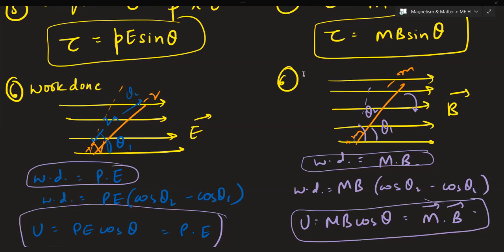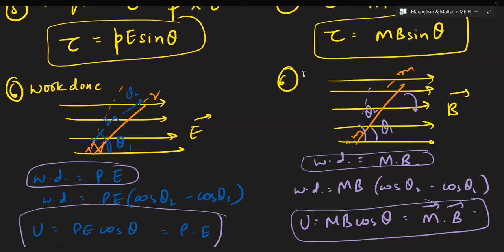But if only one angle is given, let's say torque is not rotating it, but potential energy will still occur. There is no condition that the potential energy will only occur if a torque is acting. So if only one angle is there, it means the dipole is not rotating or moving. Then you can simply use PE cos theta, that is P dot E.